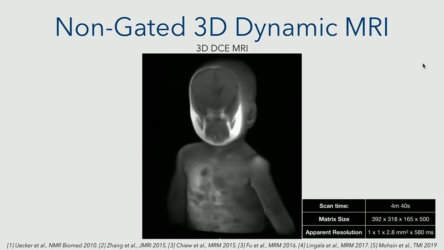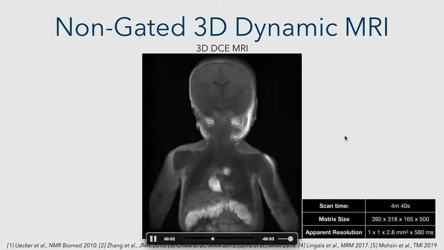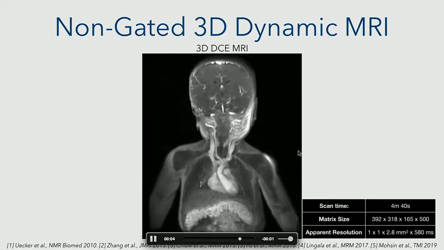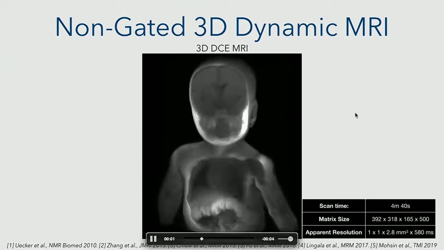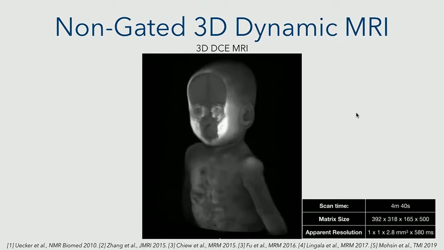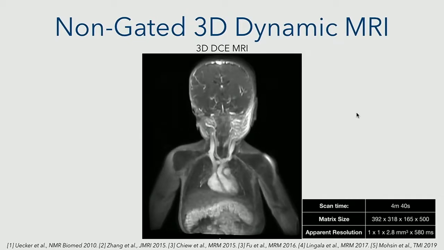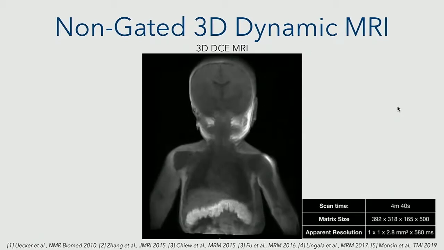Now, in particular, this is one of the results that we managed to reconstruct. This is a DCE scan. As you can see, we get both the respiratory motion and also the contrast dynamics. And I'd like to emphasize here that there's no binning going on. We're basically reconstructing whatever is happening during the scan and showing it right here.